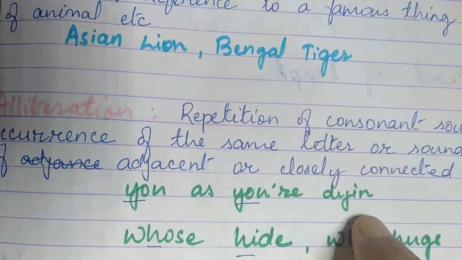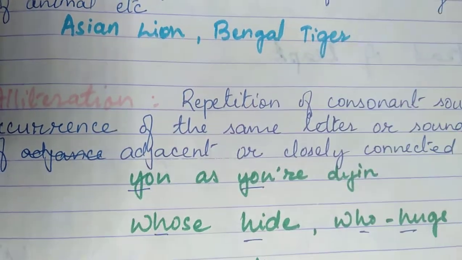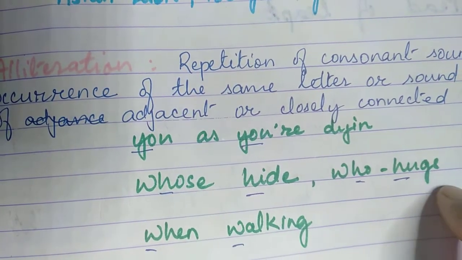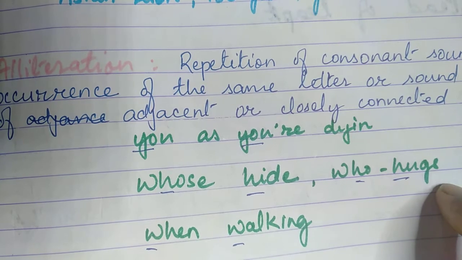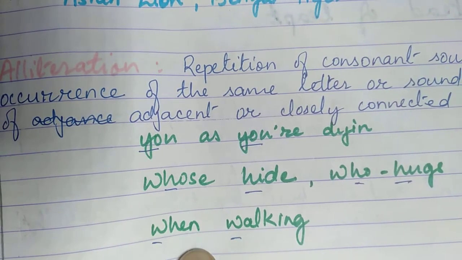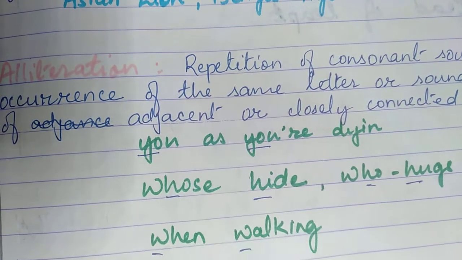"You, as you are dying," the Y sound is being used here. "Whose hide, who hugs," again alliteration. "When walking," the W sound is being used here. So this is an example of alliteration.